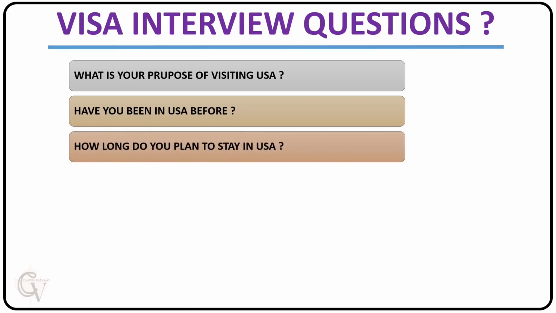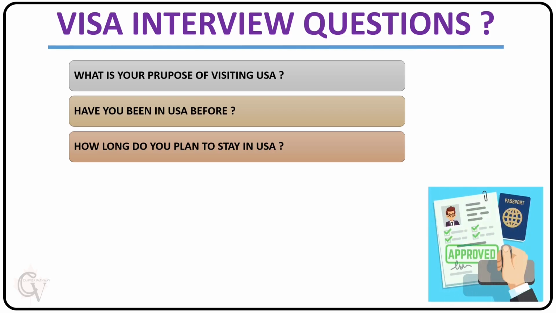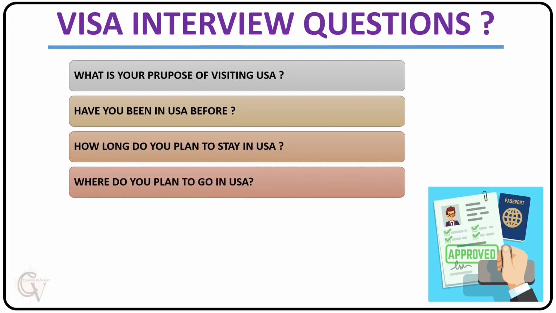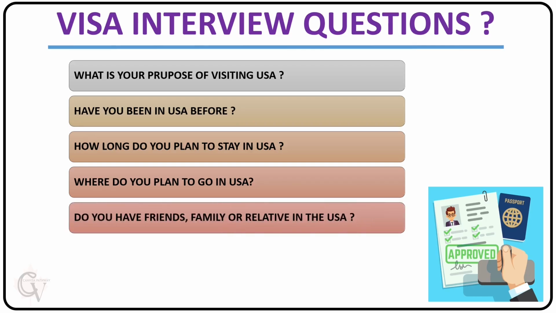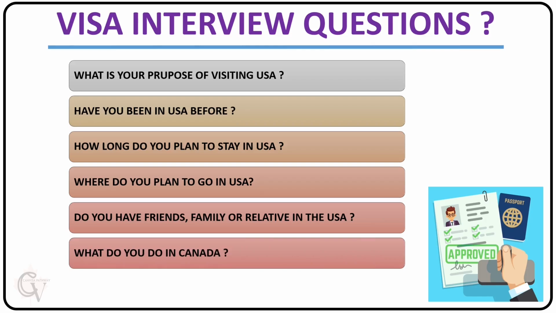Next, how long do you plan to stay in the US? Provide a realistic duration. Avoid mentioning long stays like several months or years. Your answer should match the details in your DS160. Next, where do you plan to go in the US? Have a detailed itinerary ready, including places you intend to visit. You need to remember the places you want to visit during your trip. Next, do you have friends, family, or relatives in the US? If yes, disclose their information and your plans to visit them. What do you do in Canada? Discuss your job or education. Be prepared to present supporting documents like employment verification letters or university enrollment records if asked.